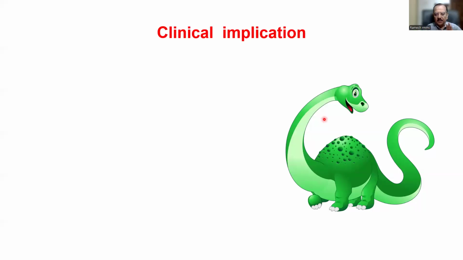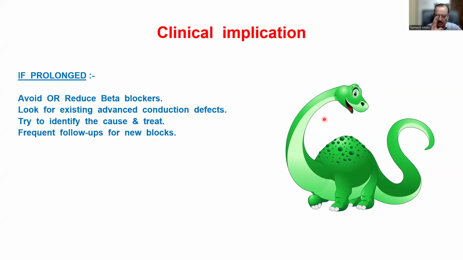So what are the clinical implications? Why should you break your head to diagnose whether the AV node is doing its job, whether there is an accessory pathway and all? The idea is, if it is a prolonged PR interval, that means the AV node is getting excessive block, doing excessive block.